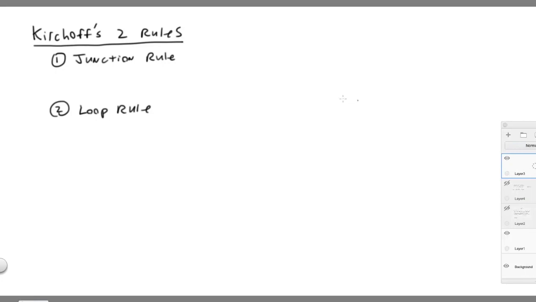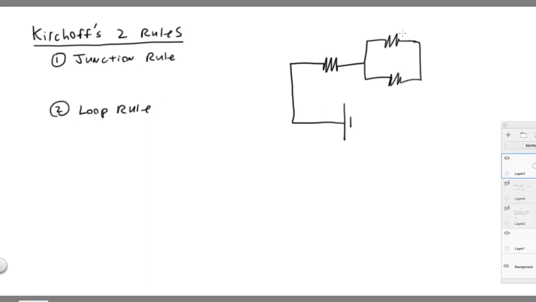So let's look at a circuit. So here's a circuit that is very similar to what we're gonna see in our problem. So we'll say this is 6 ohm and this is 3 ohm. And then over here is 2 ohm. And we'll say it's a 12-volt battery like that. And we're going to label the currents.